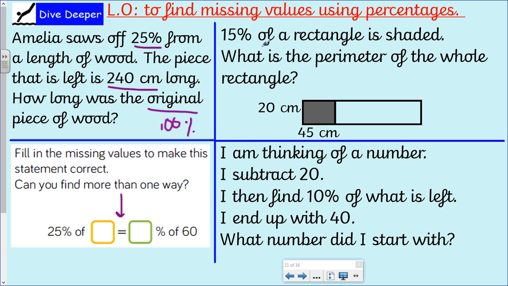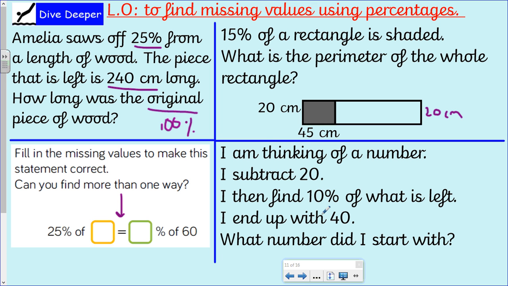15% of a rectangle is shaded. What is the perimeter of the whole rectangle? So this is 15%. This is 15%. 15% is shaded. What's the perimeter of the whole rectangle? That's a nice question. Can I give you a sneaky little thing? That's 20 centimeters. I'm just going to go ahead and give you that. It's 20 centimeters. It's a rectangle.